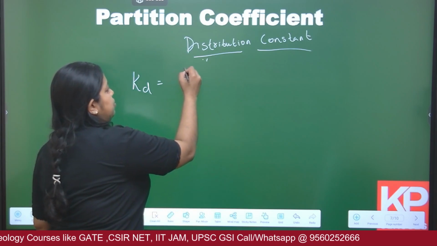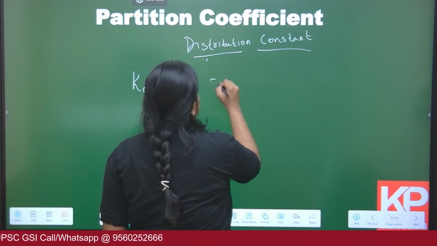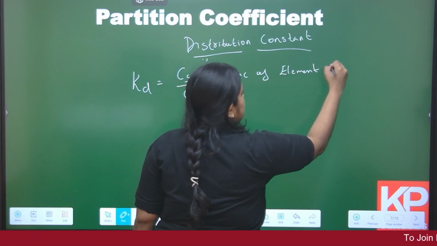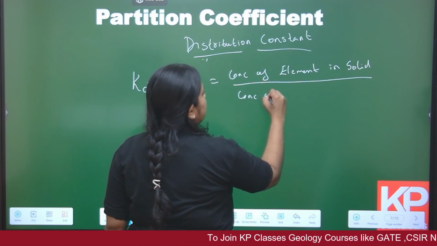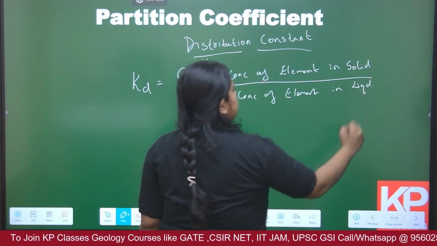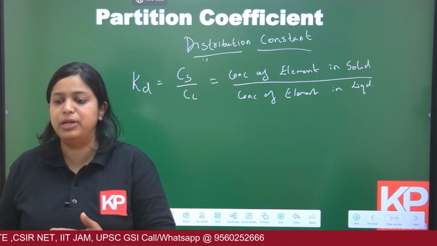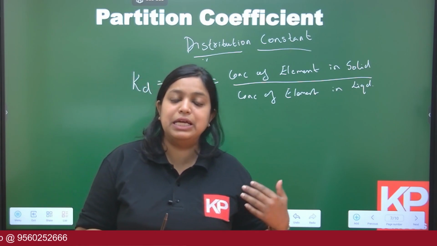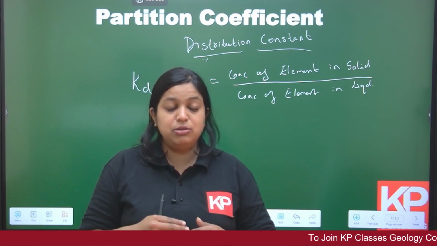Now KD is equal to CS divided by CL, whereas CS is the concentration of a particular element in solid, divided by the concentration of that same element in liquid. This is what is called the partition coefficient. So it is a ratio of the concentration of an element in the solid phase to the concentration of that same element in the liquid phase. This is called the partition coefficient or distribution coefficient, distribution constant.